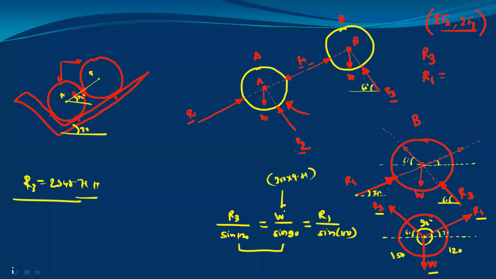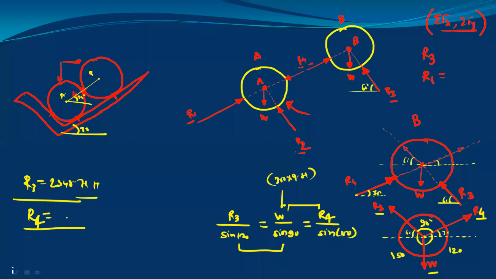And then consider this equation and calculate the reaction R1. Sorry, it is not R1, this is R4. So calculate the reaction R4. So this is the common reaction for A and B.